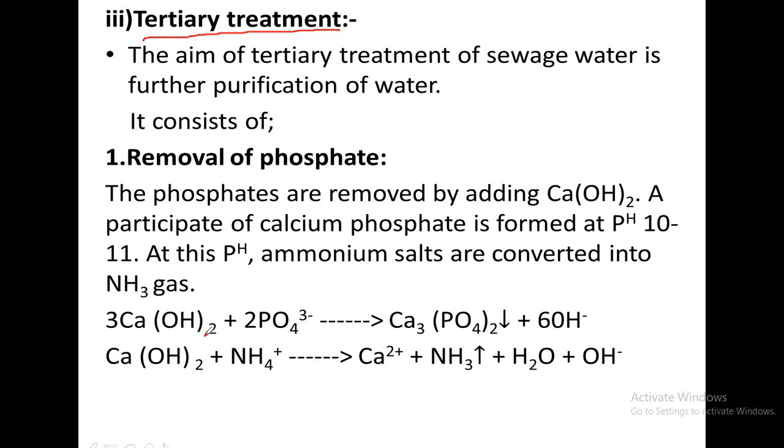To remove phosphates and ammonium salts, it is enough if you add calcium hydroxide to the effluent obtained from the secondary treatment. When calcium hydroxide is added, it maintains a pH of about 10 to 11. Then phosphates, if any, get precipitated as calcium phosphate, and ammonium, if any, gets released as ammonia gas. So phosphates are converted into calcium phosphate, which gets precipitated, and ammonium salts are converted into ammonia, which is a gas.